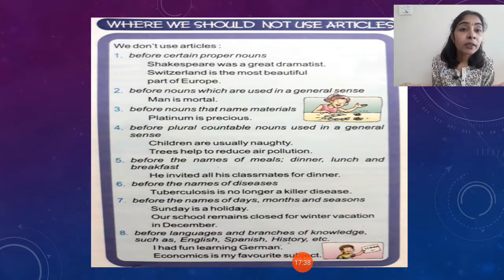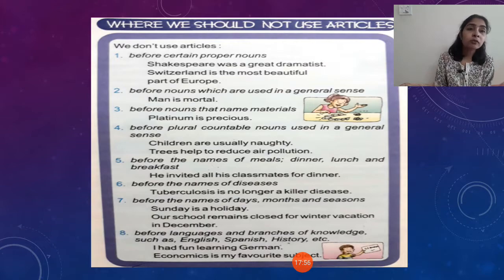Before the names of days, months and seasons. Sunday is a holiday. Monday we are supposed to go to school. Wednesday we are going for a picnic. So we are not supposed to use any kind of article here. Our school remains closed for winter vacation in December. So in the case of months also we do not use any kind of article.